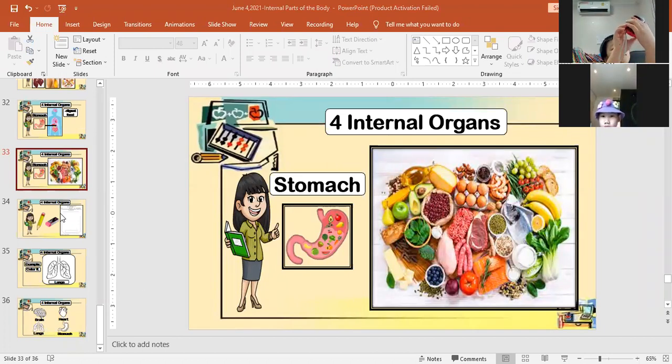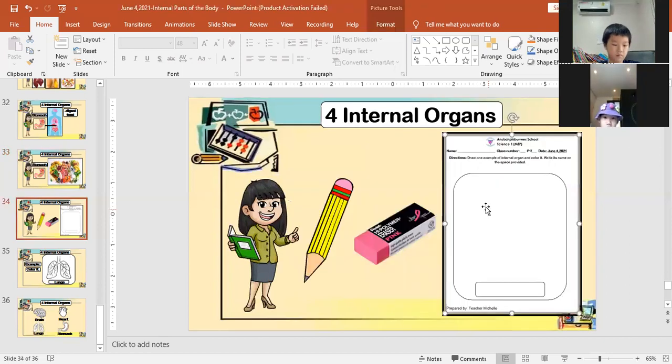This time, get your worksheet paper, worksheet, pencil. Show me your pencil. How about eraser? And your worksheet, science B1. Open on page 2. Can you see this one on page 2? Page 2. Can you see?